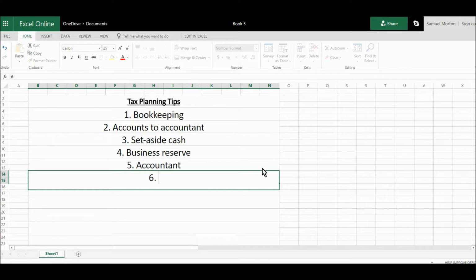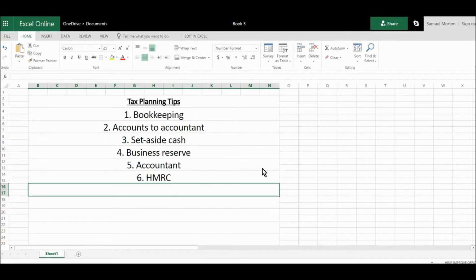Now, point 6, and this is kind of a tip that I am hesitant to share with you, but if you're struggling to pay your tax, then speak to the tax authority. Here in the UK, that's HMRC. The tax body will be called all different things across the globe. But here in the UK, if you really can't pay your tax, you can phone HMRC, explain the situation, and they can extend deadlines for you.